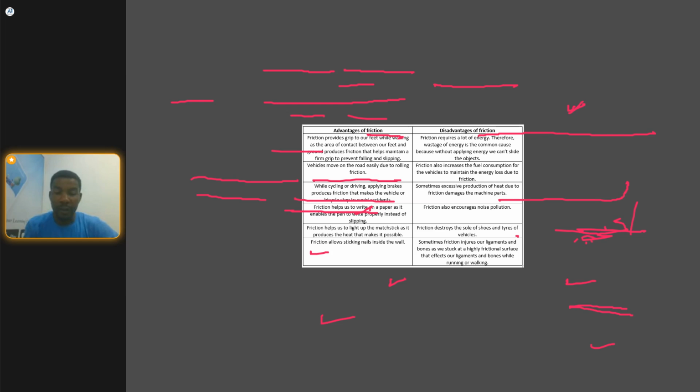I believe we are good to go. I believe you understand the advantages and disadvantages of friction. If you are asked in your exams, you don't actually need to cram it. You just have to understand that it is what you experience on a daily basis, and you put it in your own words, in your own way. So you have to be conversant with these advantages and disadvantages. You can be asked in UTME: all of the following are disadvantages of friction, except... So you need to understand each of the points given to you. I believe that is clear.